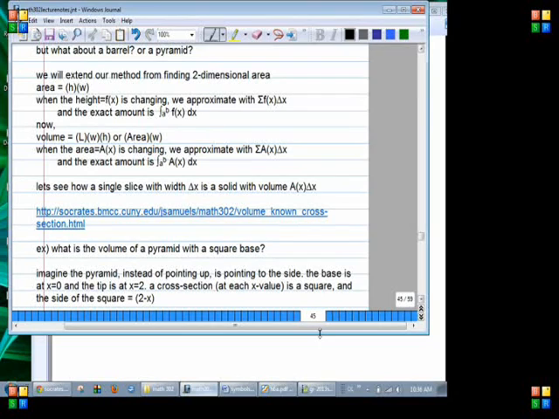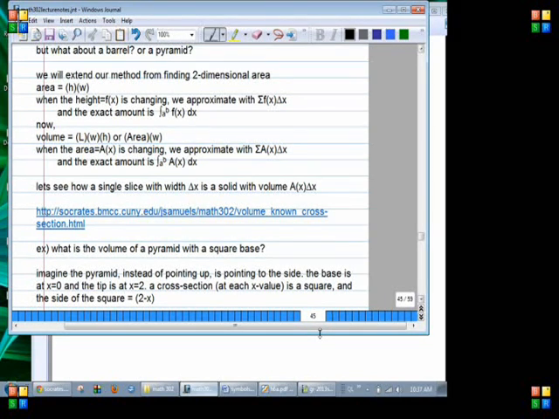Now just to help us visualize this, when x equals 0, what is the length of one side going to be? It's going to be 2. And when x equals 2, what's the length of the side going to be? 0. So in other words, it's the point of the pyramid. Does that make sense? Okay. Sorry, can you repeat that again?